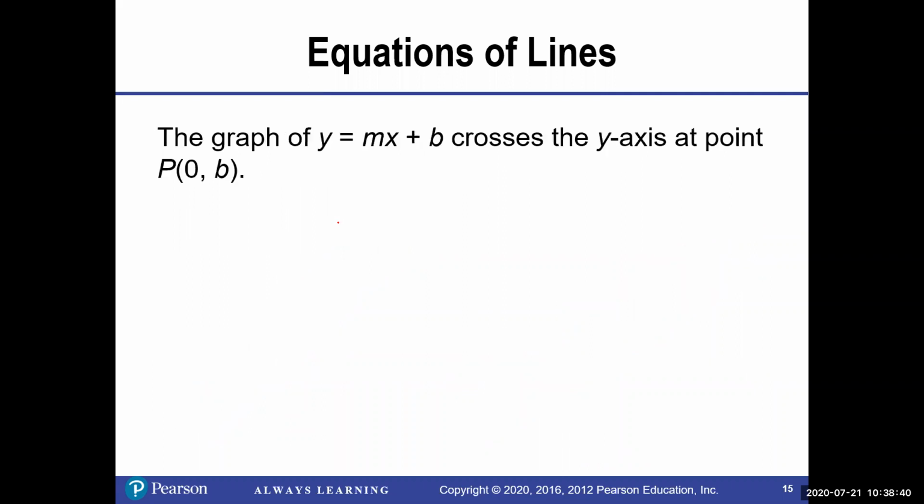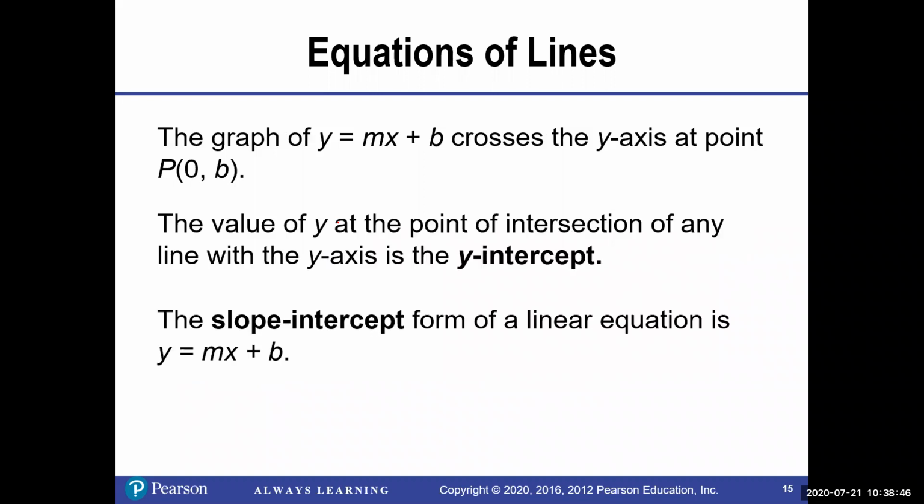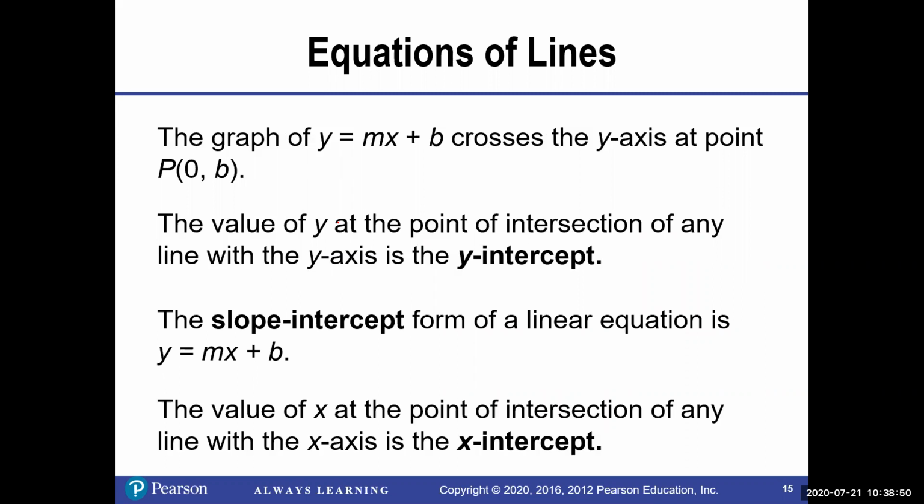Now the graph of y is equal to mx plus b crosses the y-axis at a point that we call the y-intercept, and I've mentioned that. And where it crosses the x-axis is what we call the x-intercept. I already mentioned that.